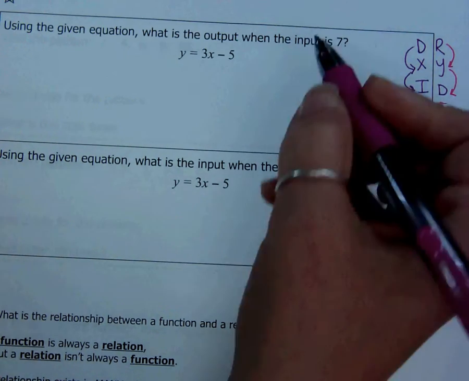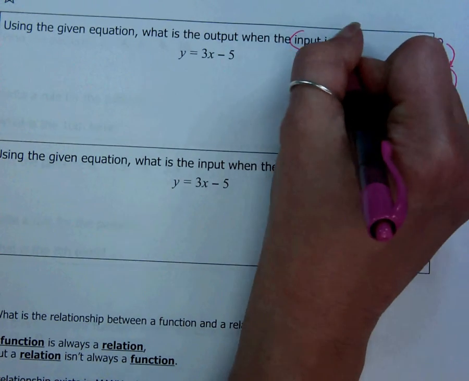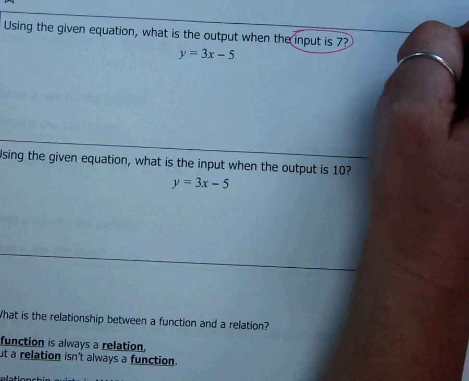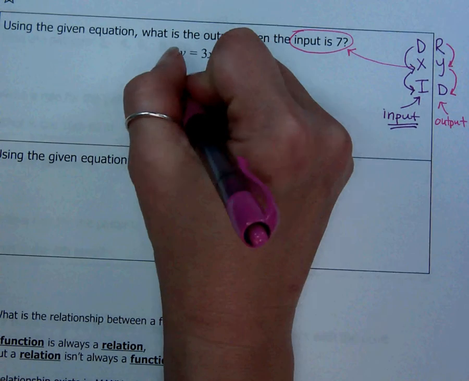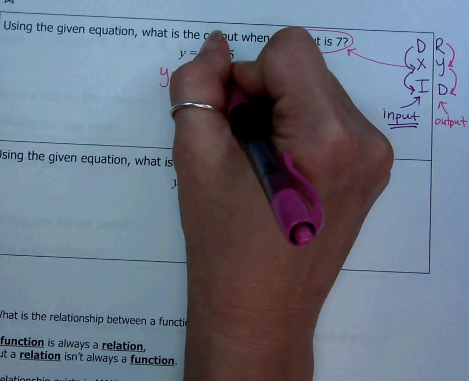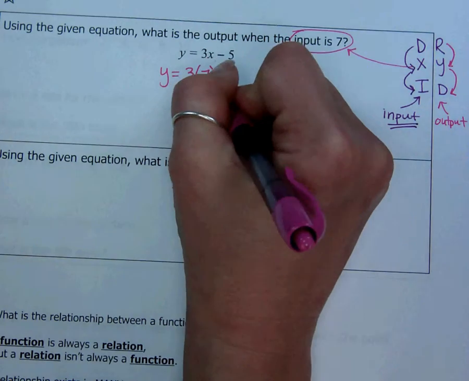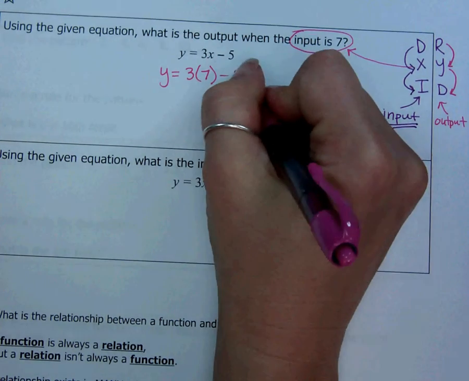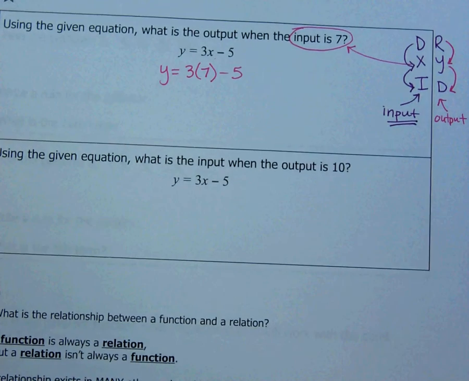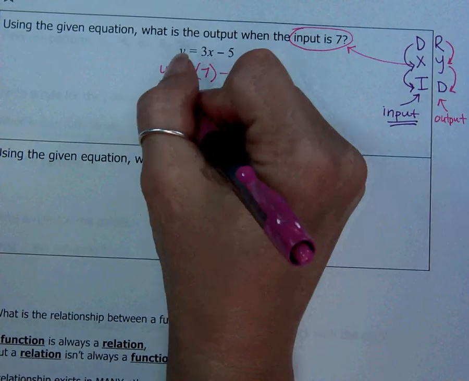So when it says the input is 7, it's telling me that my X value is 7. So I can put a 7 in place of X. So y equals 3, and instead of that x, I'm going to put parentheses 7. And yes, you should use parentheses. They're really important. And hey, look, I only have one variable, so now I just do a little bit of math.